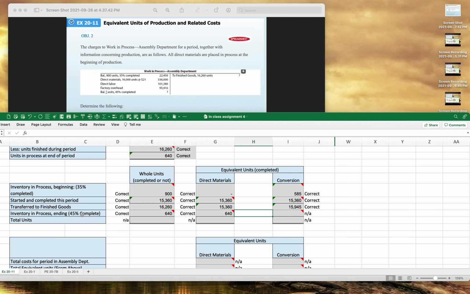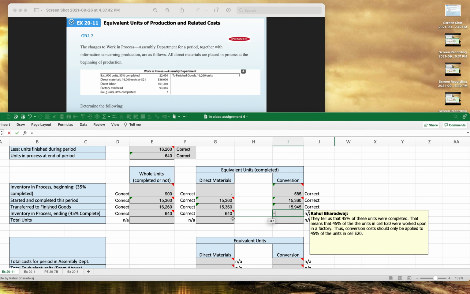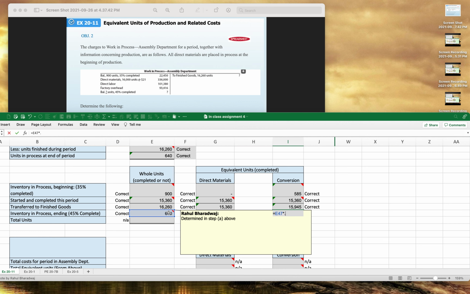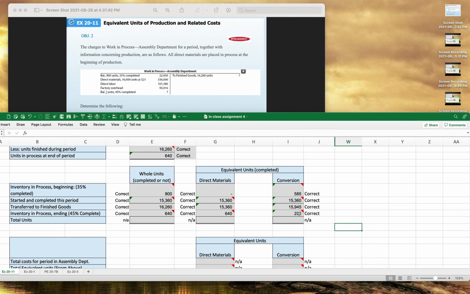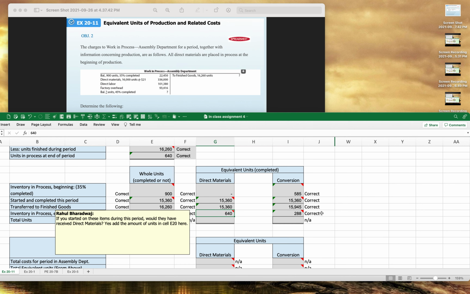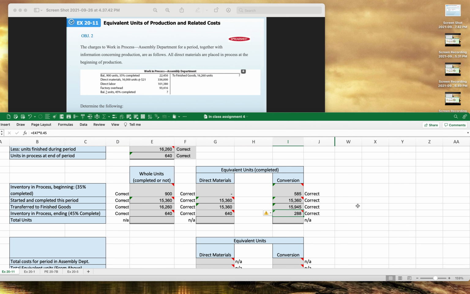How many again? 45%. So this time, we want to take the number of whole units and multiply that by the amount that has been completed, or 288 units have been completed with respect to conversion costs. All of them are completed as far as direct material is concerned, but 288 out of them have been completed with respect to conversion costs. Now we simply need to add up each of these columns, just using the AutoSum function.